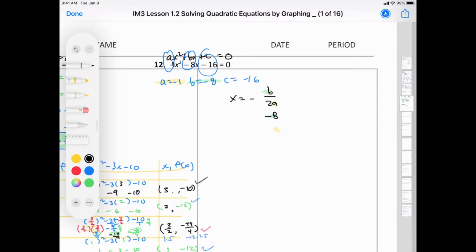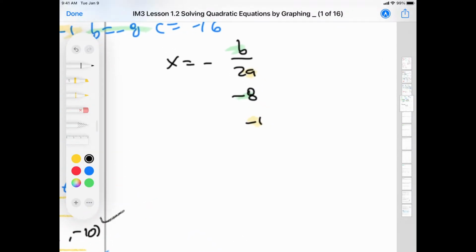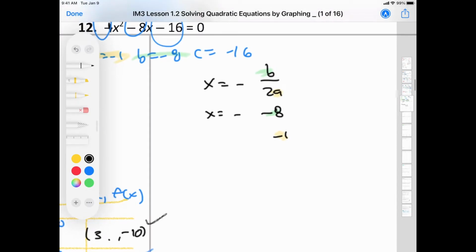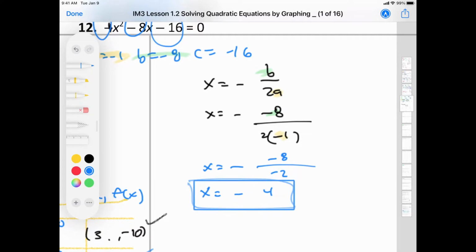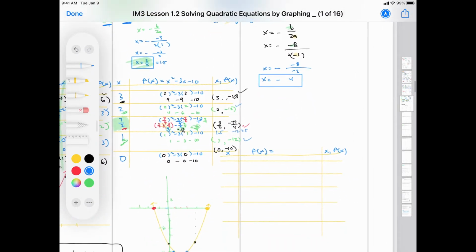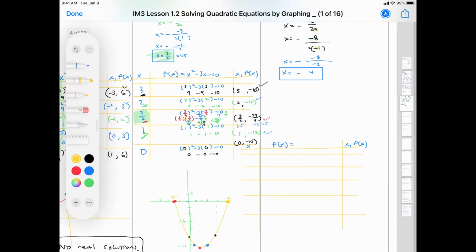So we're just replacing here. That's what it means to evaluate. And you have a 2 here with parentheses, so leave the negative sign to the end. -8 divided by -2 gives me a +4, and that just becomes x equals -4. Okay, super important. That value will go into the middle of our table. So let's put in -4.